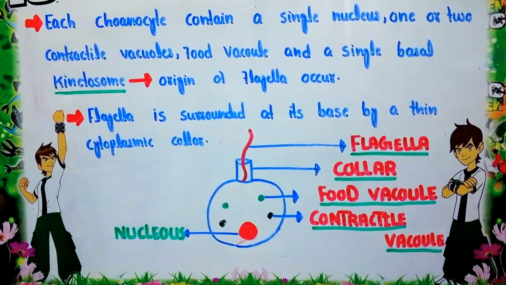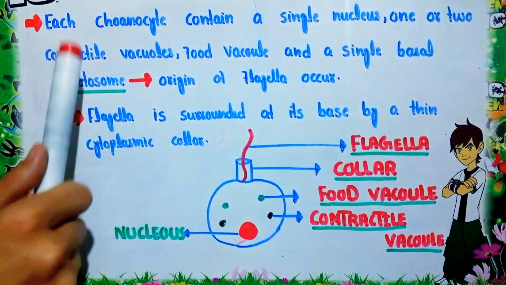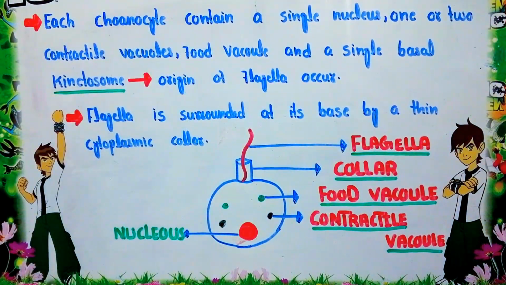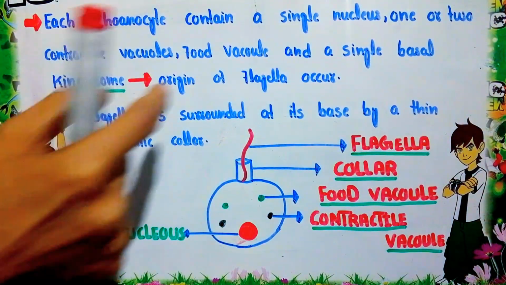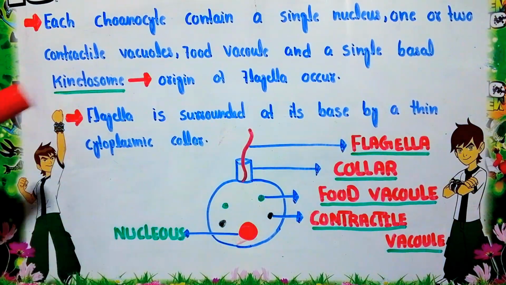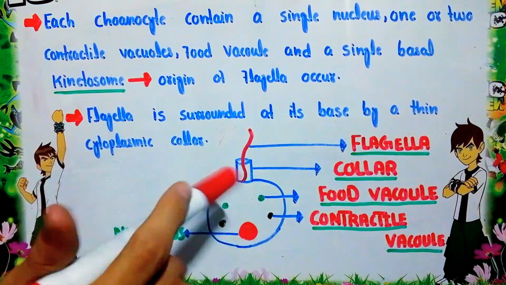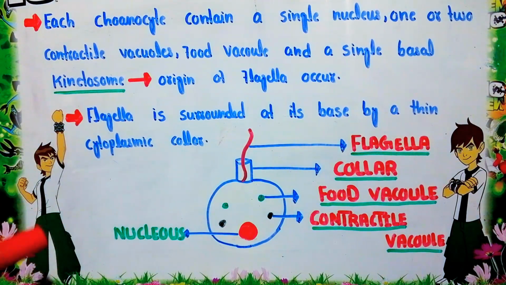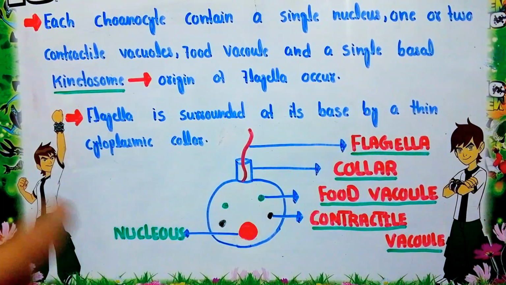Now look at the structure of the choanocyte cell. This choanocyte cell contains a single nucleus, one or two contractile vacuoles, food vacuoles, and a single basal structure called the kinetosome. From this kinetosome the flagellum arises. Now this is the structure of a typical choanocyte cell. It contains a large, single nucleus. This is the nucleus, while this is the cytoplasm of the choanocyte cell. Here the food vacuole is present, while this black spot represents the contractile vacuole present in the cytoplasm of this choanocyte cell.